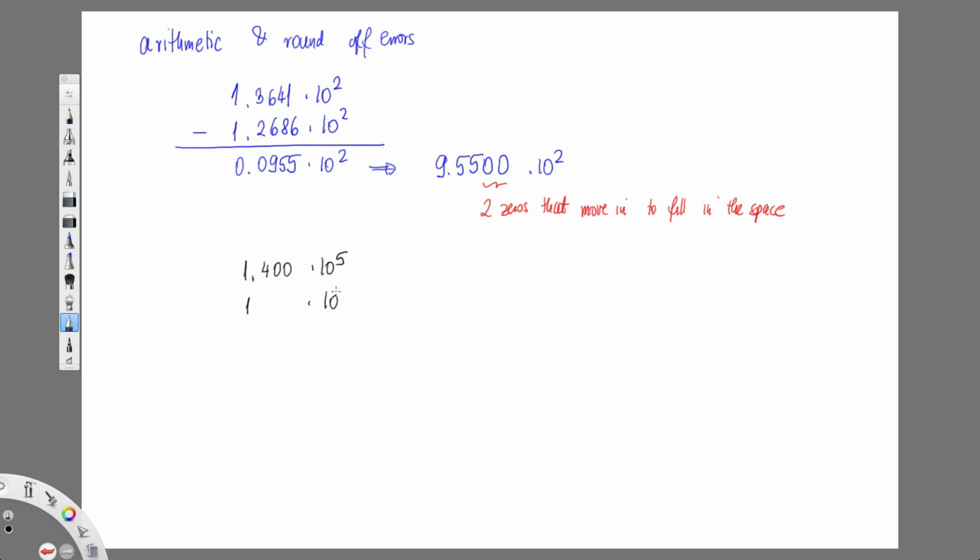Yes. How is that number the same? How is 0.0955 the same as... Good point. It's not. That's 100 times different.